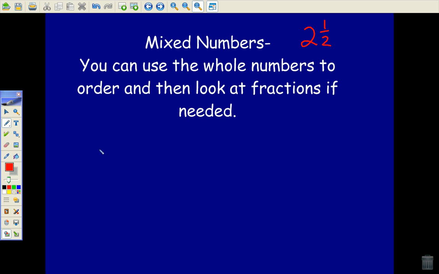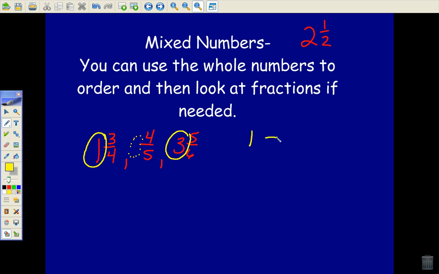Okay, so let's say we had 1 3/4, 4/5, and 3 5/6. Let's look at our whole numbers. I see a 1. I see nothing, which would be like having 0 wholes. And then I see a 3. Do I even have to look at the fractions? No, because I can already put numbers in order based on their whole numbers.